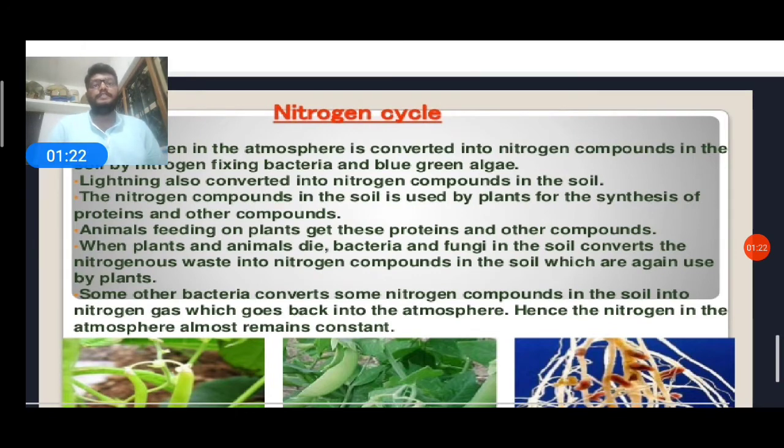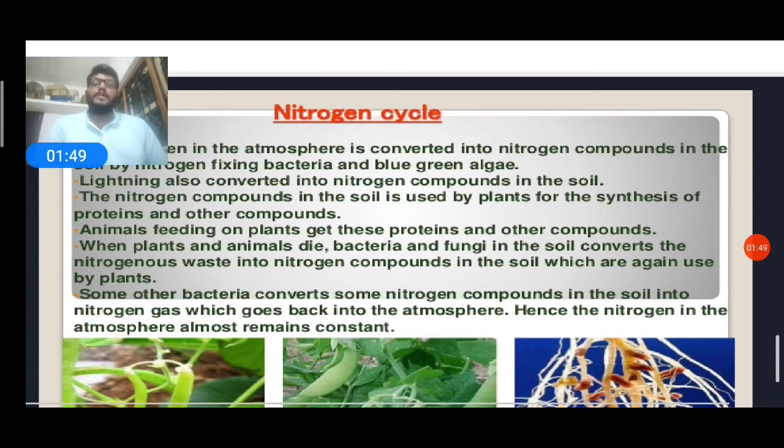For this question, to get the answer, you have to know what we mean by the nitrogen cycle. You know what you mean by cycle. Cycle means bicycle or chakra. It always rotates. Nitrogen cycle means nitrogen is also always rotating in the atmosphere.